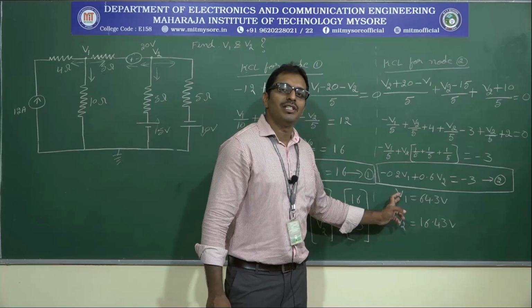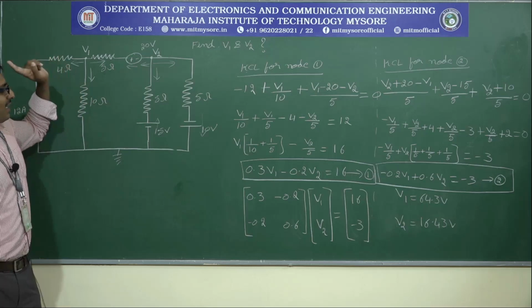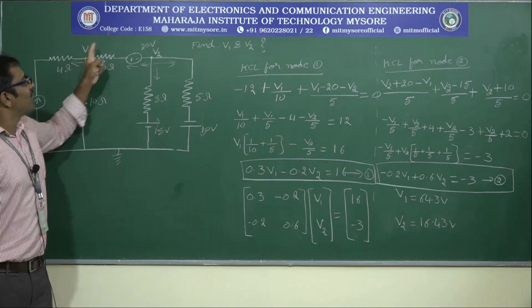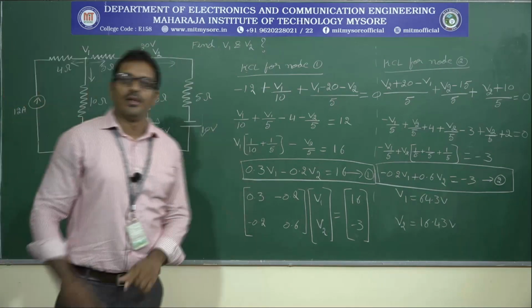V1 is at a higher potential compared to V2. Finally, what is the conclusion? Current flows from higher potential to lower potential, I mean V1 to V2. Thank you.